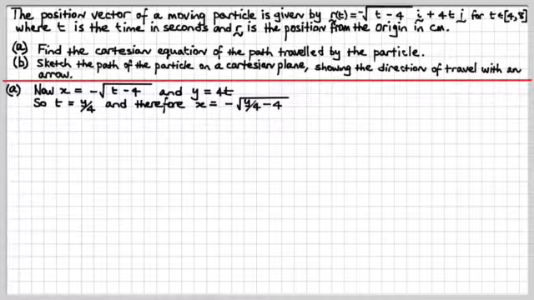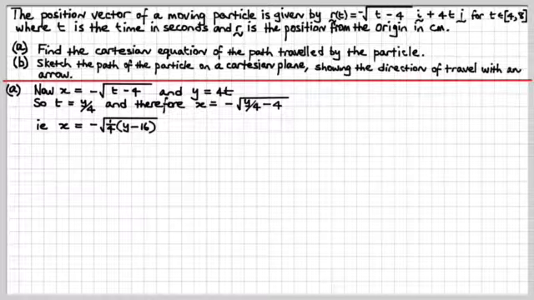Alright, so let's do that. If t is y over 4 from this equation, we substitute that in, and we get x is minus the square root of y over 4 minus 4, and if we re-express that a little bit, it's minus the square root of 1/4 of y minus 16.